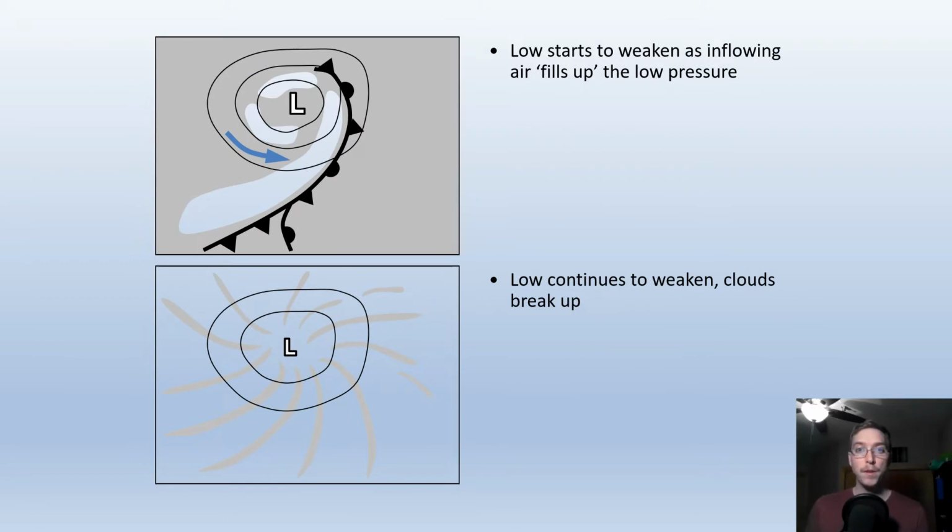Moving forward, the low starts to weaken as inflowing air fills up the low pressure. Remember, we're basically trying to equilibrate. If we have these low pressure zones, we have proximal areas of high pressure where air is rushing in to try and fill these zones up. Once that happens, we weaken and destroy that system because our air pressure has equilibrated. And then in the last one, the low continues to weaken and the clouds begin to break up. That's the two-dimensional life cycle of one of these mid-latitude cyclones.